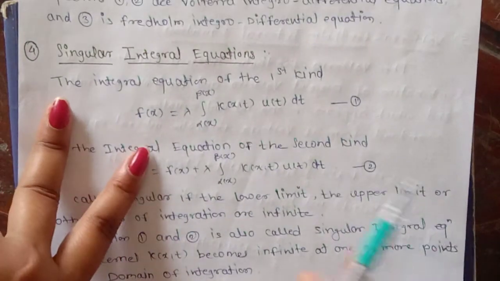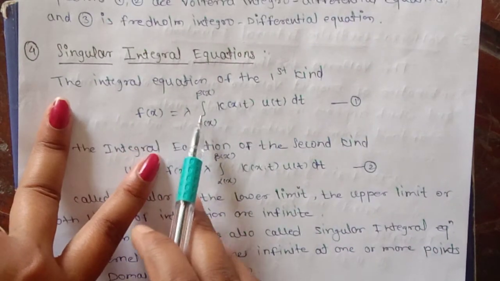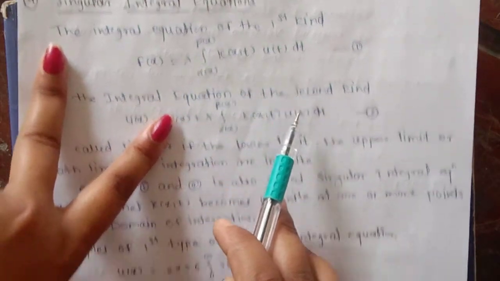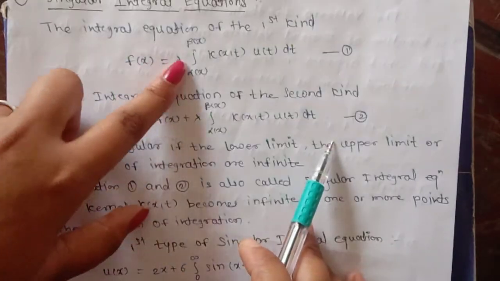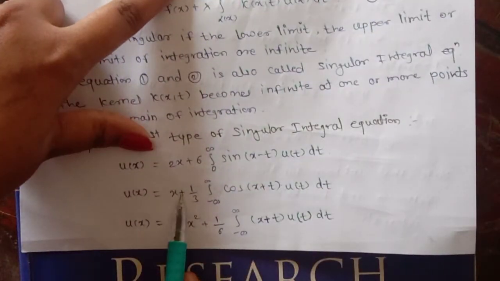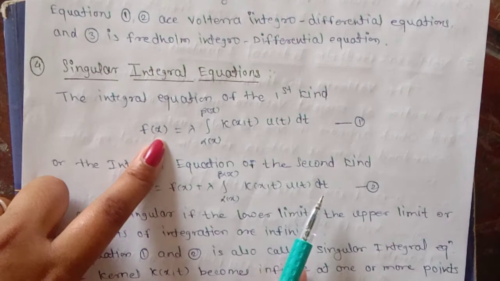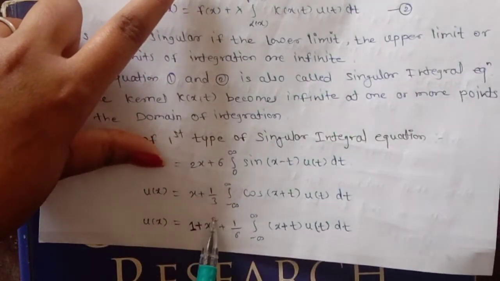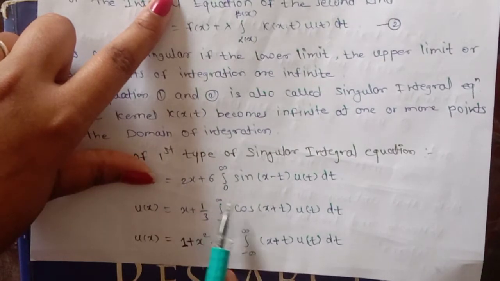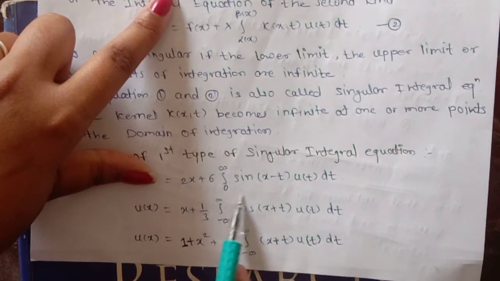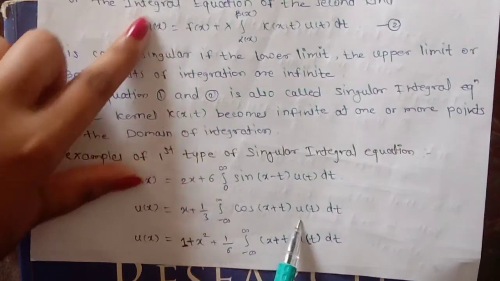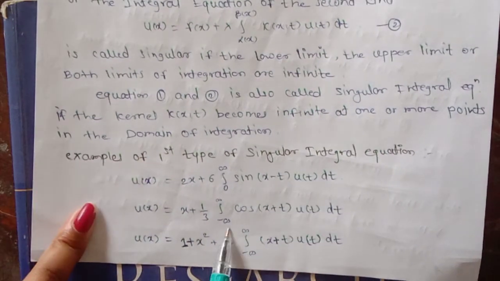Also we know that the first kind of equation is f of x is equal to lambda integral alpha x to beta x k x t u of t dt. Now look at the second equation, here lambda is 1 by 3. Now we have to look at f of x. Here f of x is x. So the equation is x plus 1 by 3, the limits are minus infinity to infinity, cos of x plus t u of t. This is nothing but the kernel k x t and u of t is your unknown function. So this is a singular integral equation of the first kind.